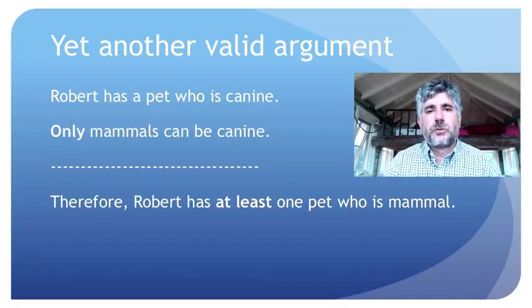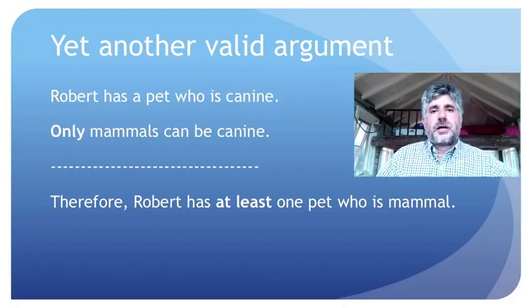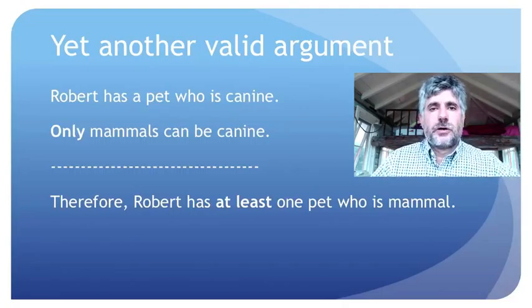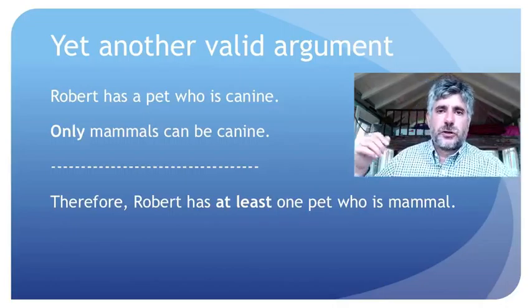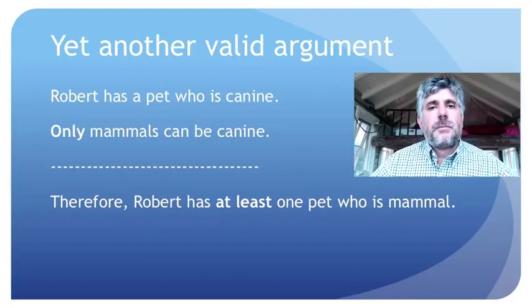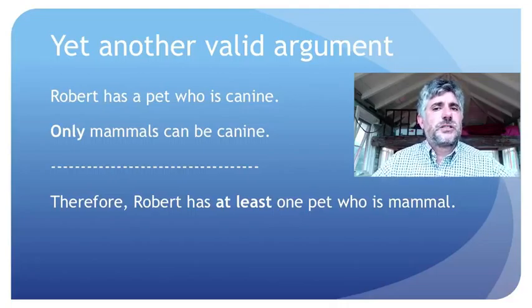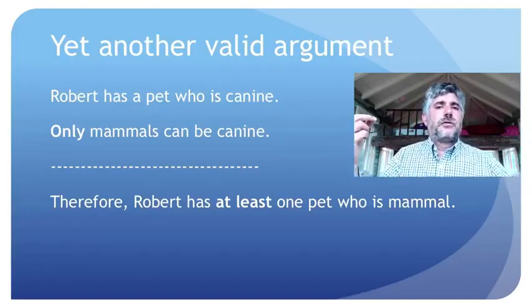And so this argument about Robert is also valid, just like the arguments about Mary and Terry were valid. But of course, this argument about Robert has a completely different subject matter than the arguments about Mary or Terry, right? One was an argument about Mary's children, the other was an argument about Terry's jobs, and this is an argument about Robert's pets. Completely different subject matters, but they're all valid, and it seems they're all valid for the same reason. They have the same form, and it's a form that's signaled by their use of the phrases only and at least.